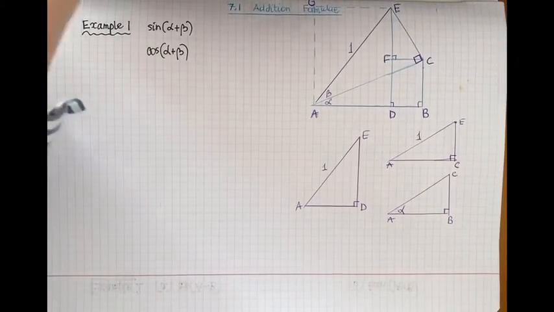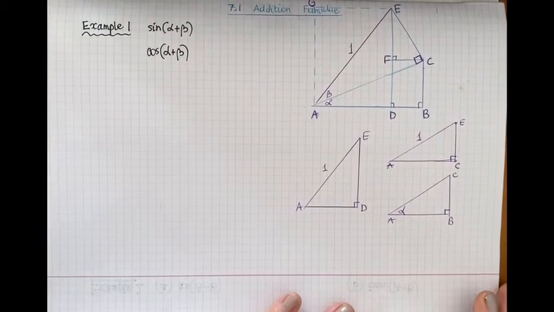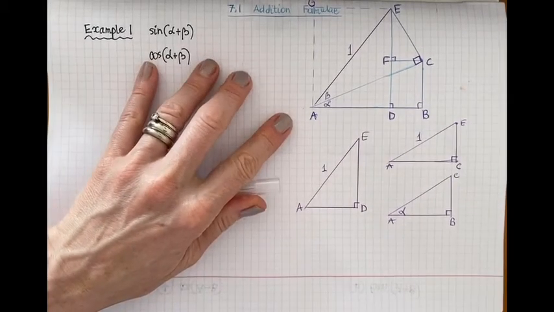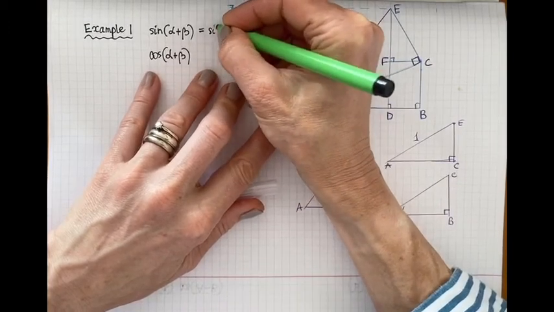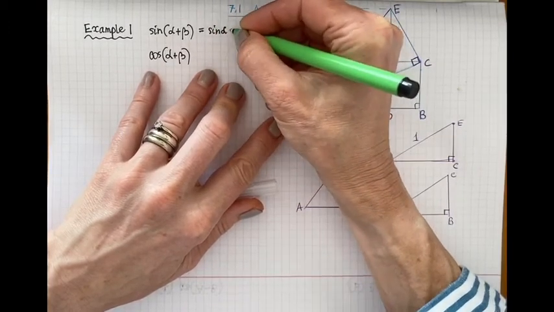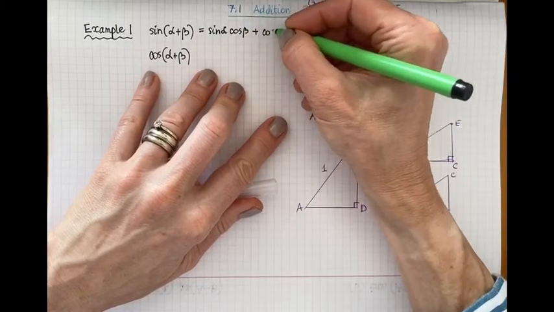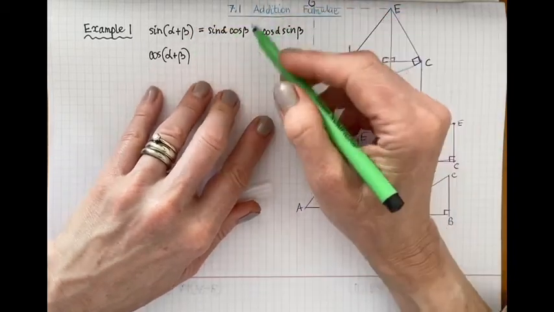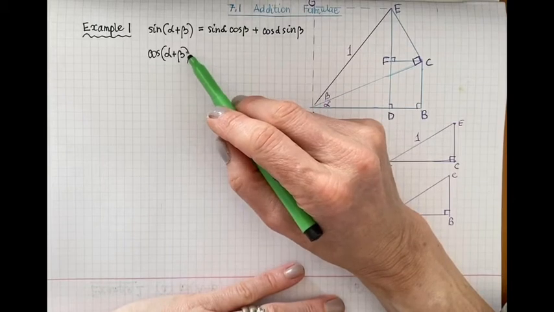Chapter 7. So I've decided to go over the first example. We are going to prove the addition formulae, which is sine alpha plus beta equals sine alpha cos beta plus cos alpha sine beta. You will need to memorize these. It will be easier for you, although they do appear in the formula booklet.